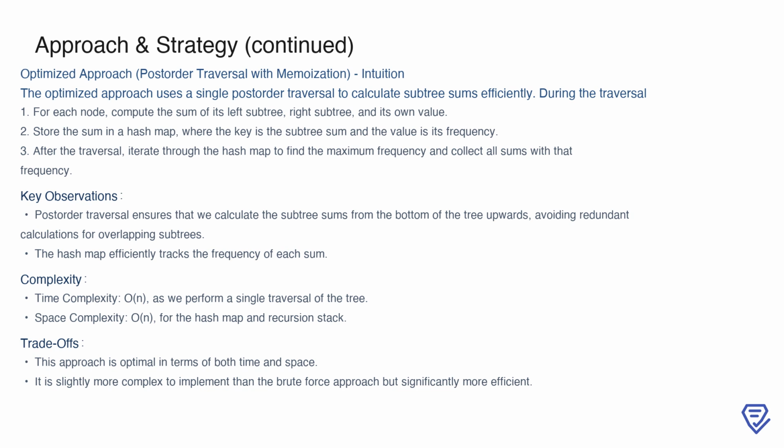The efficiency of this approach lies in some key observations. Post-order traversal processes the tree from the leaves upward, ensuring that each subtree sum is computed only once. By using a hash map, we can track and query frequencies in constant time for each operation. This method reduces the time complexity to O(n), as we only traverse the tree once, and the space complexity remains O(n), due to the hash map and recursion stack. While it may be slightly more complex to implement compared to the brute force method, the optimized approach is far more efficient and well suited for larger trees.